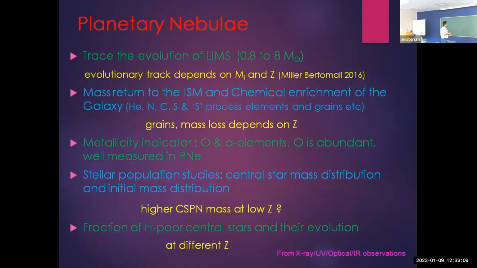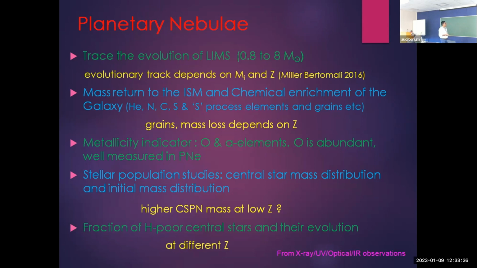Basically, these objects trace the evolution of the low and intermediate mass stars, that is 0.8 to 8 solar mass. Again, this limit depends on the metallicity and the initial mass. So the evolutionary track depends on that. These two are very important parameters. I can refer to this paper. And also the mass returned to the interstellar medium and the chemical enrichment of the galaxy.